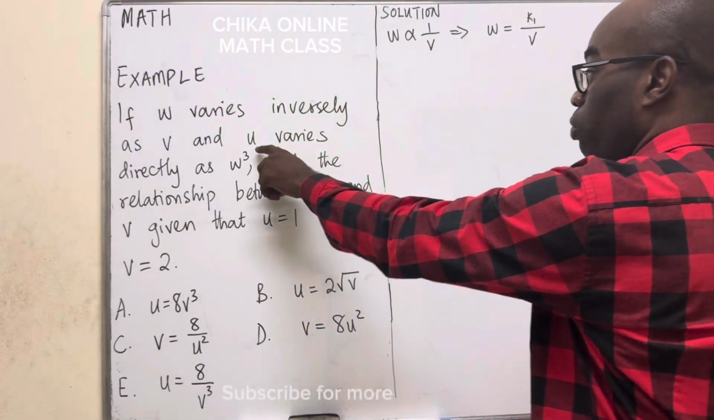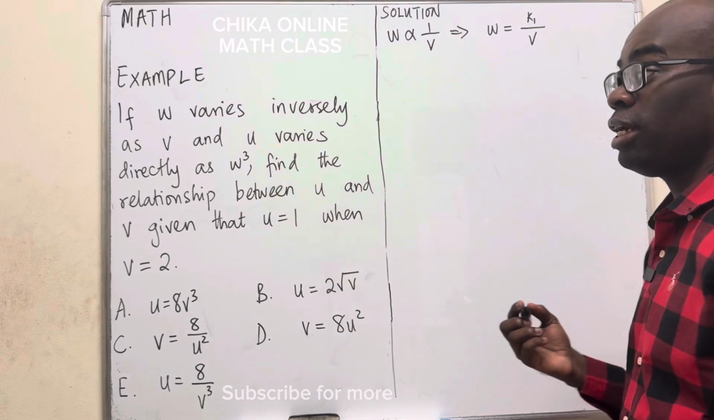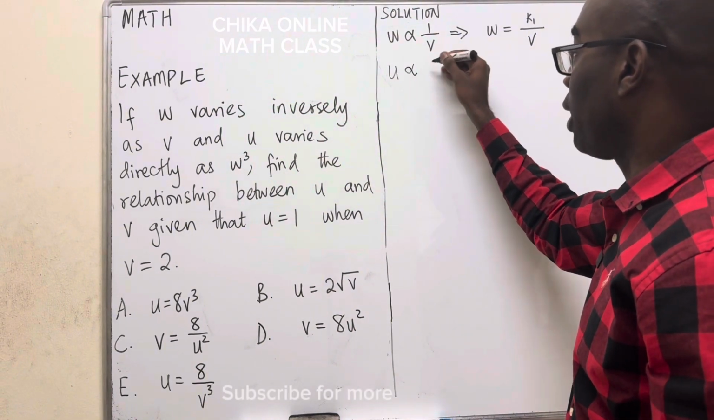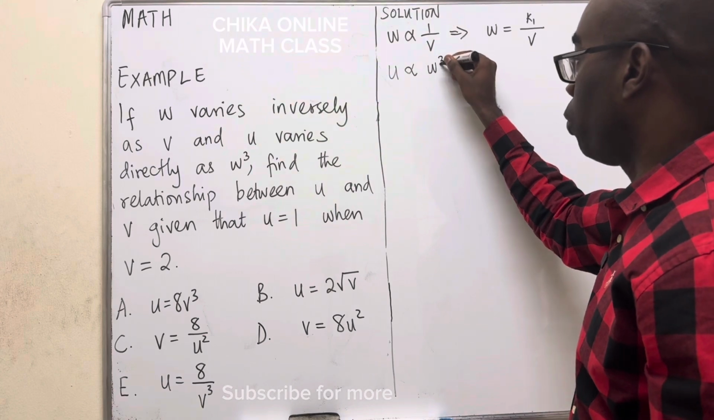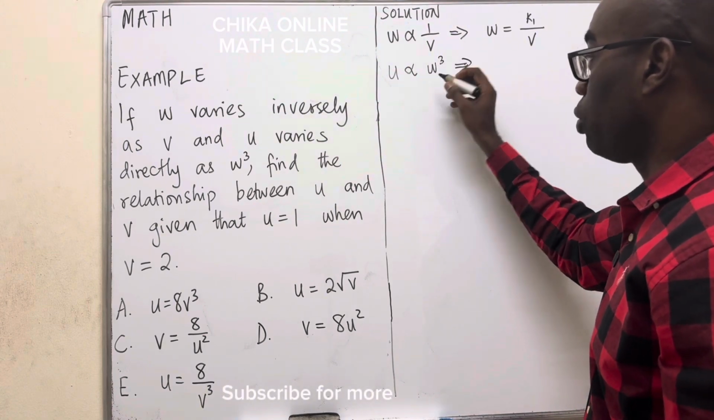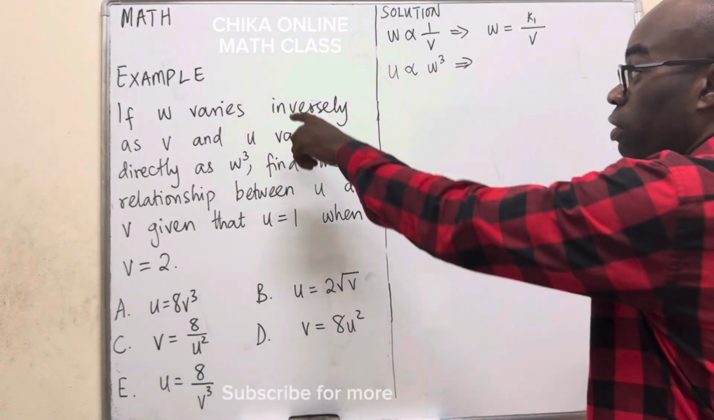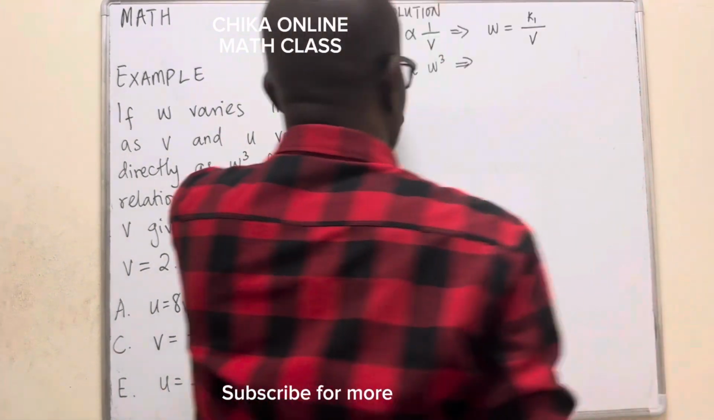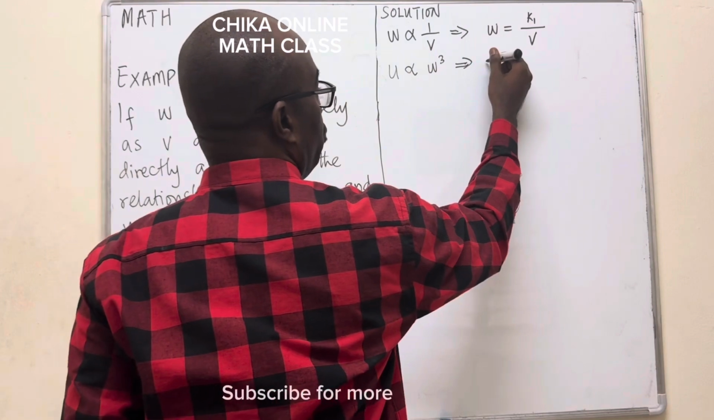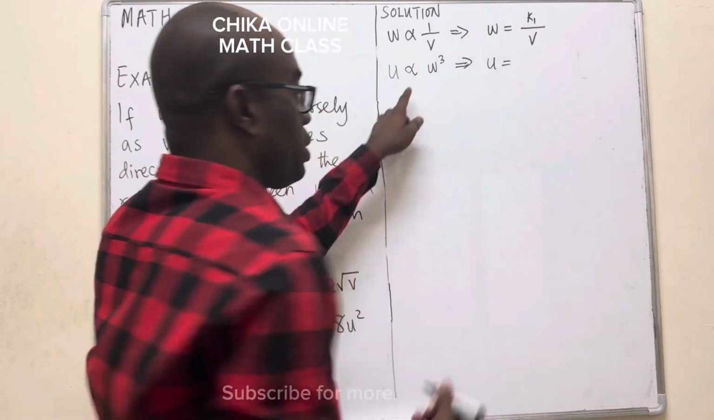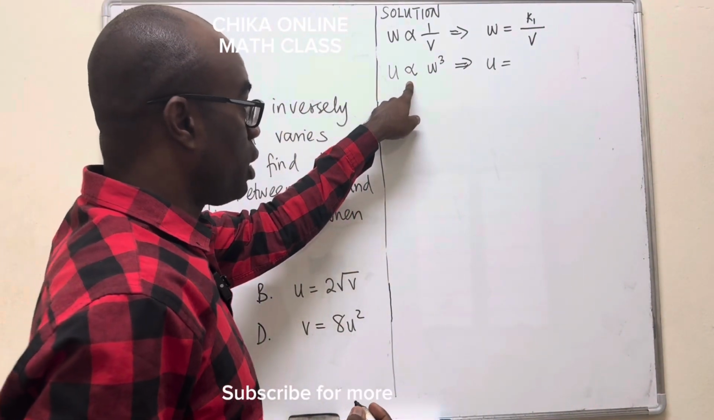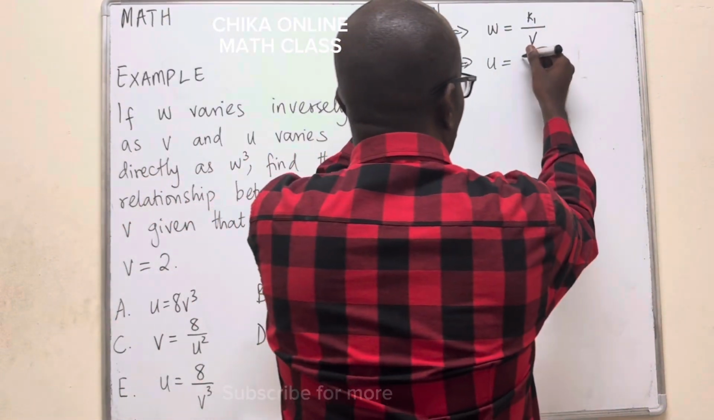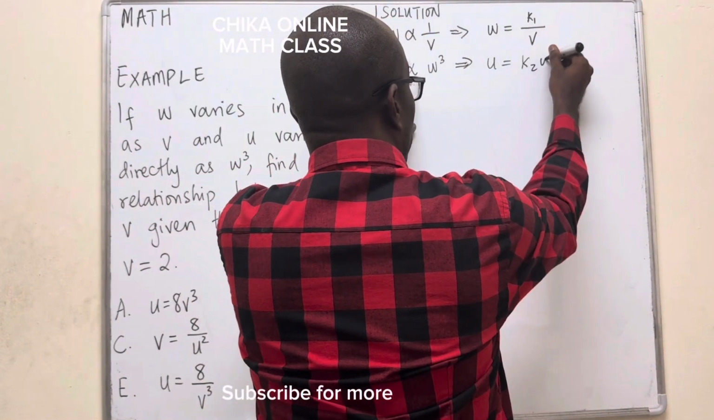Okay, then we are told that u varies directly as w cubed. Because it's directly, you don't need to put 1 over. You only put 1 over if it is inverse. So what does this mean? It means that, because we have to remove the sign of variation, u equals, I've used k1, so I will now use k2, so u equals k2 w cubed.